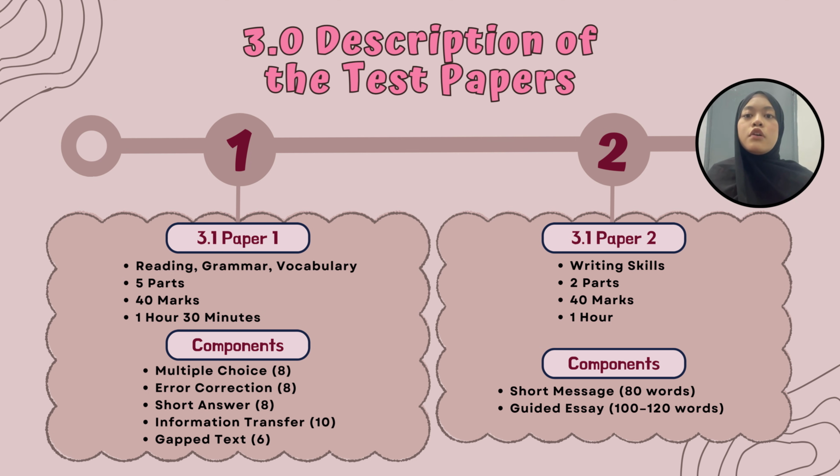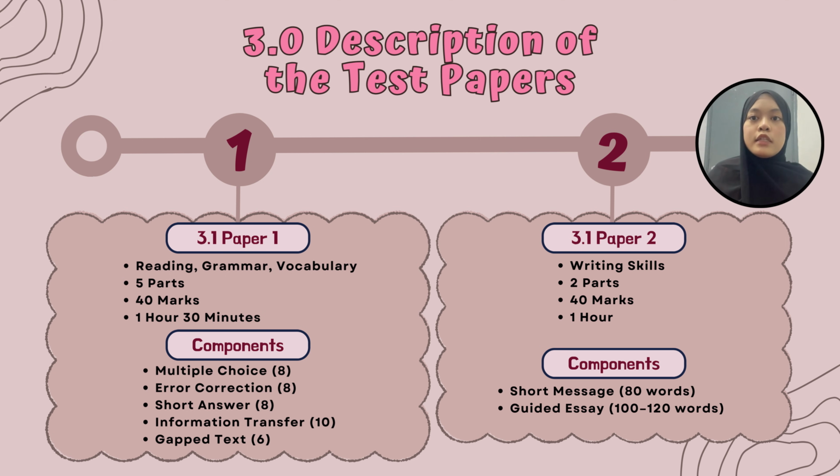The paper consists of 5 parts and carries a total of 40 marks. Students are given 1 hour and 30 minutes to complete it. Part 1 consists of multiple choice questions with 8 marks. Part 2 focuses on error correction and also carries 8 marks. Part 3 contains short answer comprehension questions. And Part 4 consists of information transfer and vocabulary tasks with a total of 10 marks. Finally, Part 5 includes a gap text completion task with 6 marks.